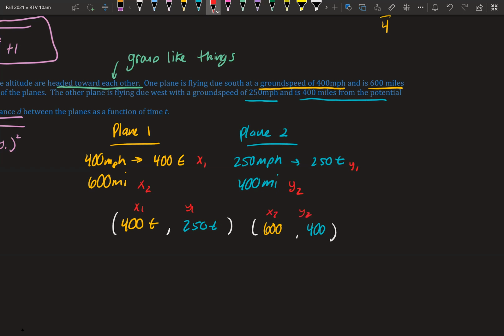So you see how we grouped the things that are alike together? Anything with time went together, anything with miles went together, because they're headed towards each other, and towards each other means together. Now we have our x1, y1, x2, y2. The problem itself is very similar, not exact, because they're going together and not away. So pay attention to the words that it's really telling you. What does headed towards each other mean? That means coming together. So that's why we group things together.